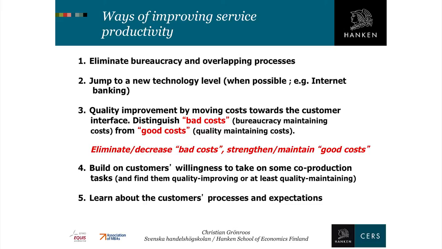Now, the first thing is very obvious. Eliminate bureaucracy and overlapping processes, because there is so often lots of that in service firms. That's something to think about first. Do we really have unnecessary processes and unnecessary resources? The other thing is to jump to a new technology level. I say jump because if we really can introduce a new technology level, it really is a jump in productivity, because that normally means that cost efficiency will improve dramatically. And if we can do that so that external effectiveness isn't hurt, then the productivity effect is even more dramatic.